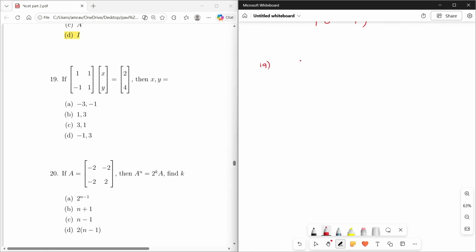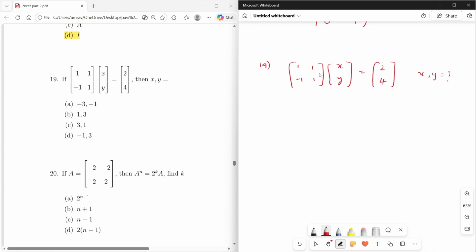Nineteenth question. If a 2 cross 2 matrix with entries 1, 1, minus 1 and 1, in a product along with the column matrix x, y is equal to column matrix 2, 4, then you have to find the values of x and y. Okay, very simple question.